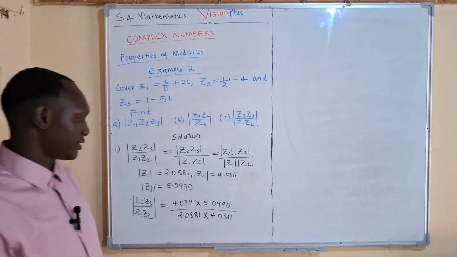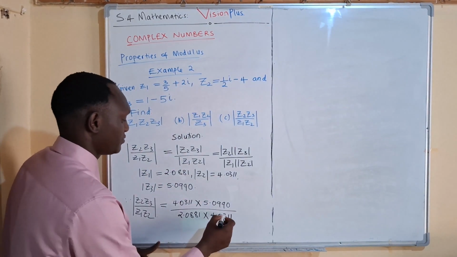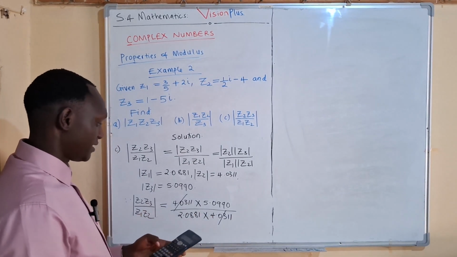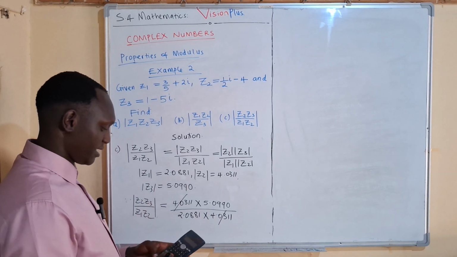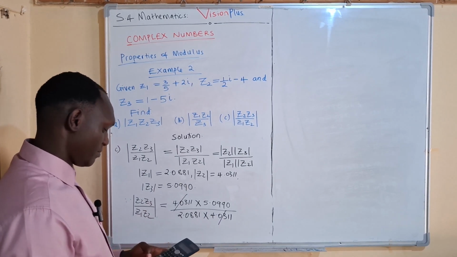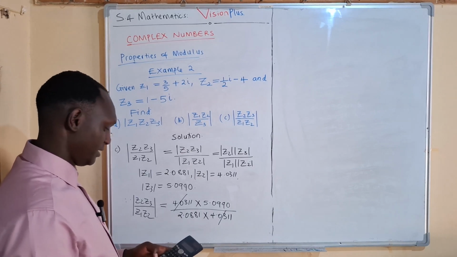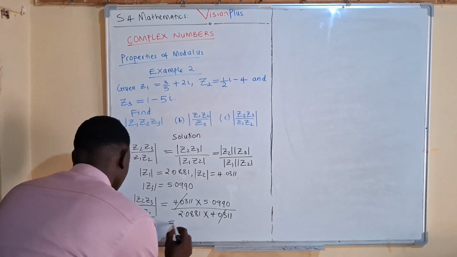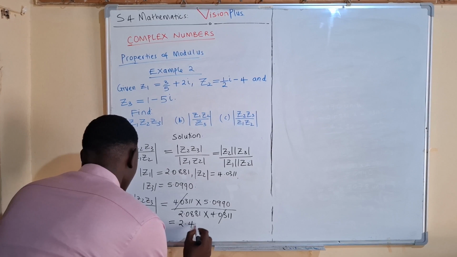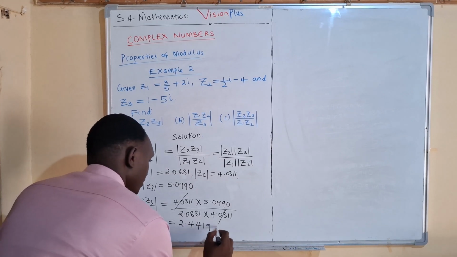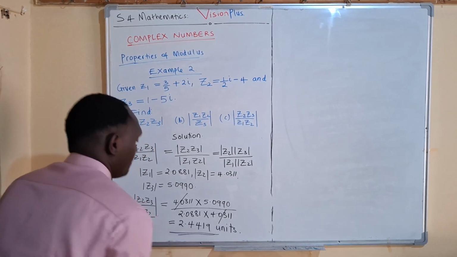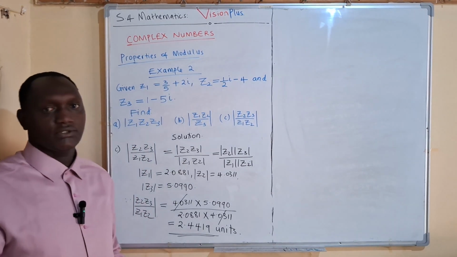And then from here you press your calculator. This and this are cancelling out since you are dividing. So it's just a matter of saying 5.0990 divided by 2.0881. And this gives us 2.4419 units. That is the magnitude in part C. So this is the solution to example 2.